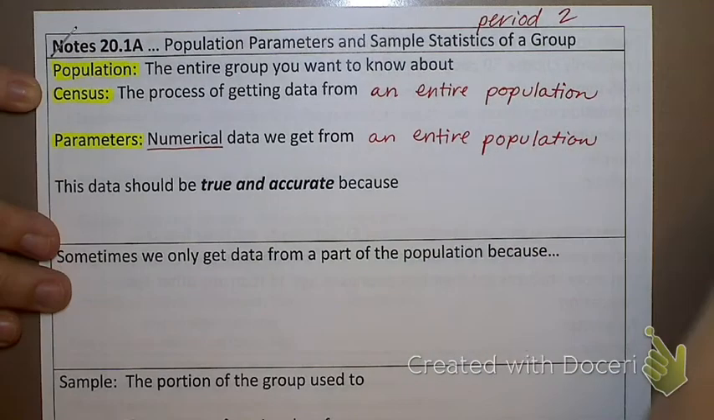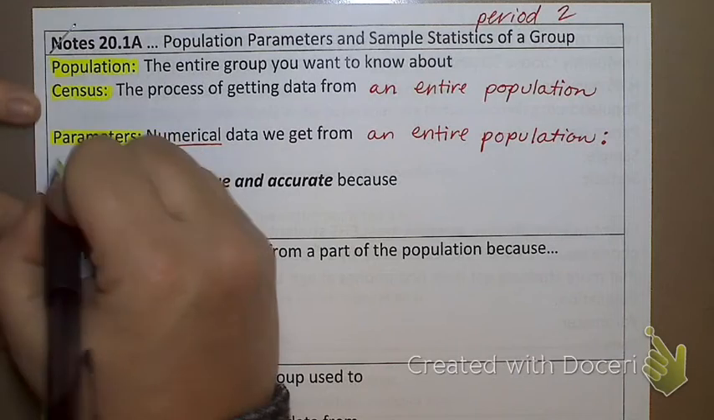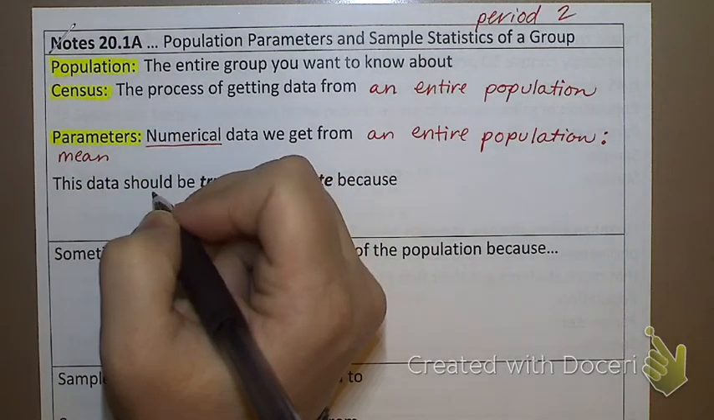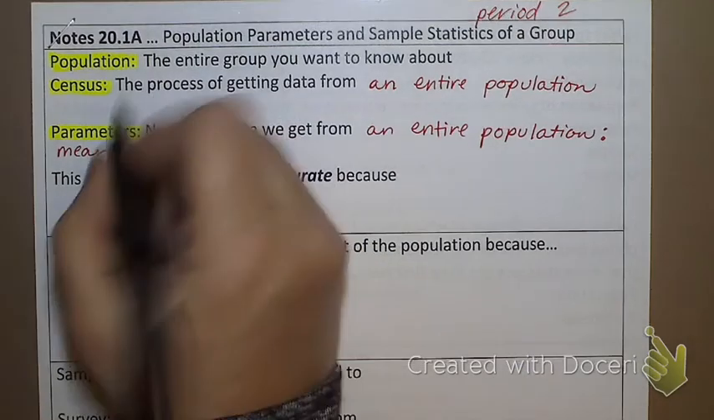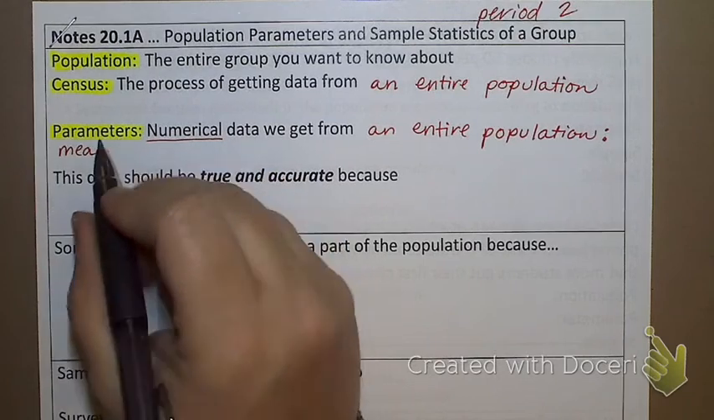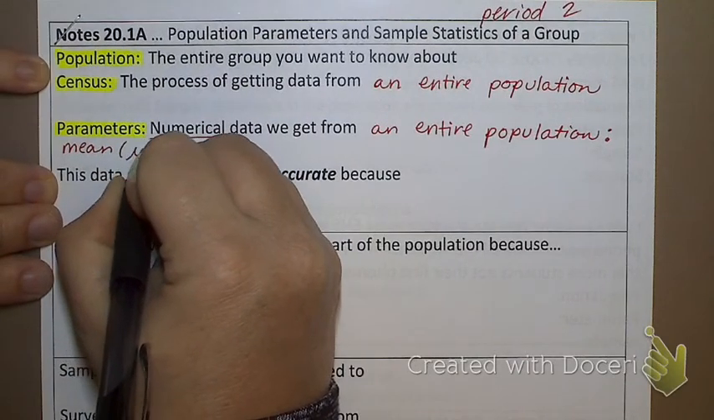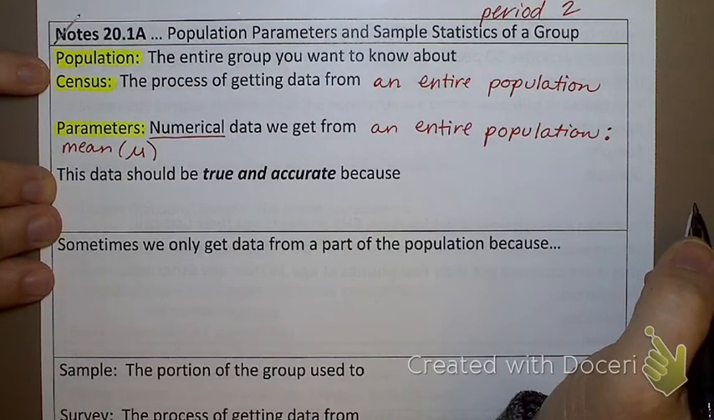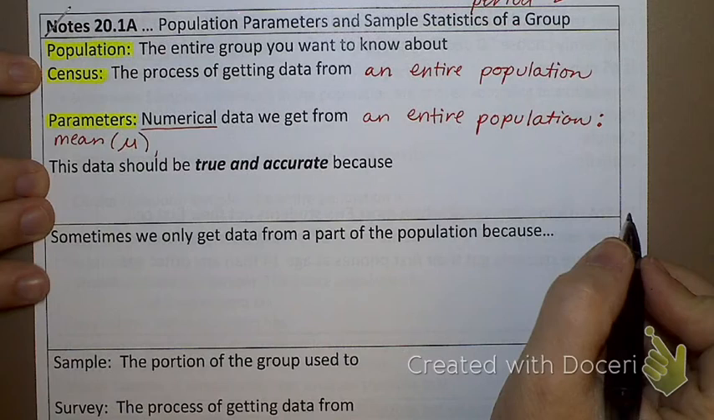Some examples of parameters that you could get. You could get a mean, like an average age or something like that. Another name for mean is average. And when we're talking about the mean of a population, we use this letter. It looks like a fancy U. Does anyone know what that letter is? It's called mu. It's another Greek letter. Remember I said the further you go in math, the more Greek you'll learn?